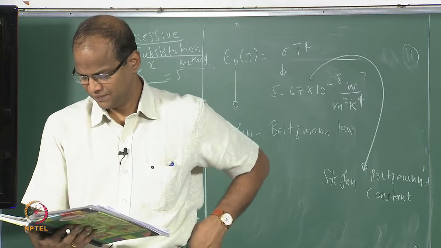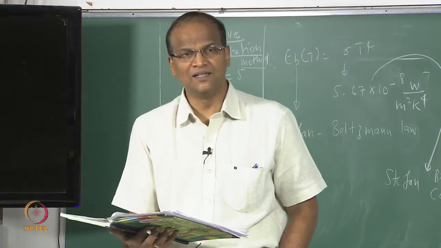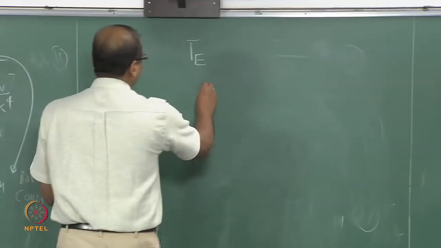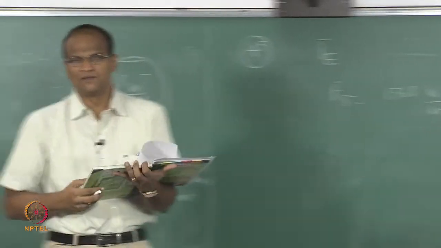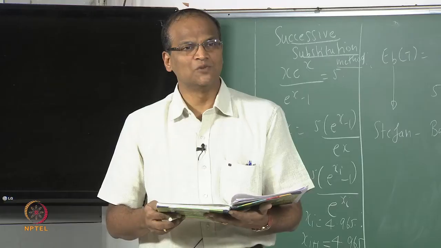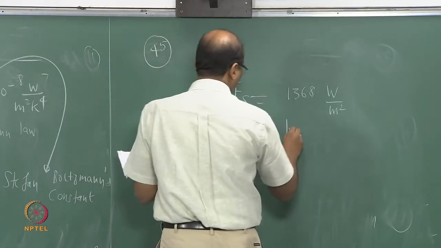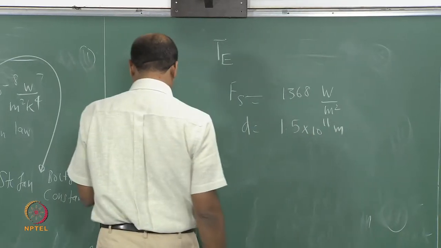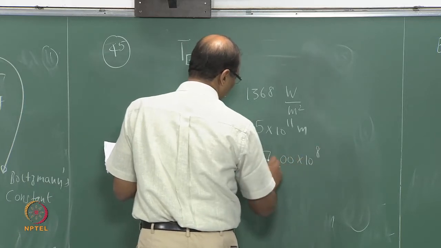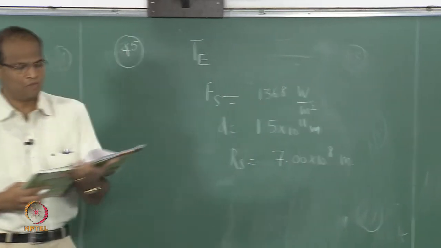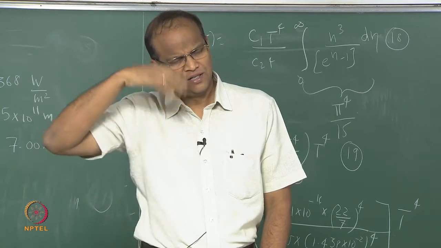The flux density of solar radiation reaching the earth, FS, just now I told you 1353, I think it is 1368. Not a big difference. FS is 1368 watts per meter square. The earth-sun distance D, and the radius of the solar photosphere, the radius of the sun, is 7 × 10⁸ meters.